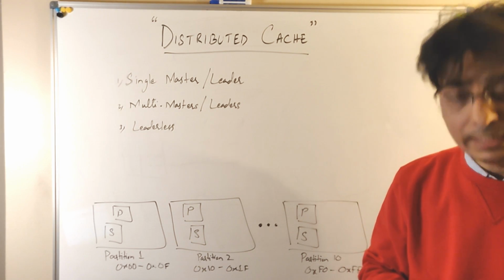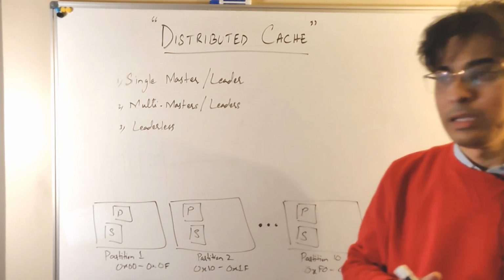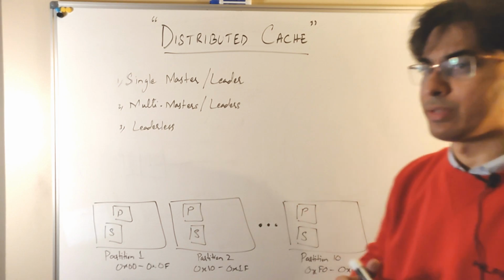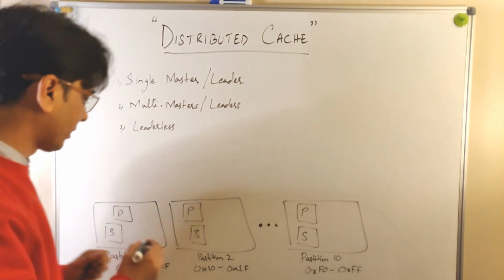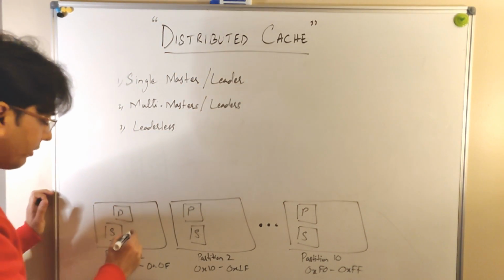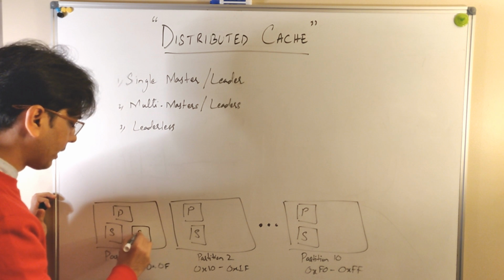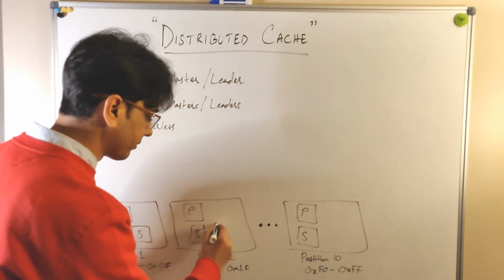So we can actually avoid that unavailability by introducing one more secondary replica in this design. So now let's suppose instead of 2 replicas, we have 3 replicas, 1 primary and 2 secondary.